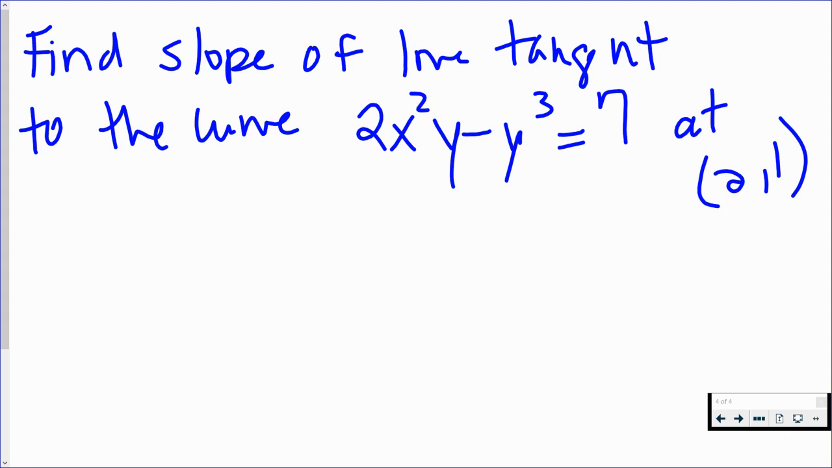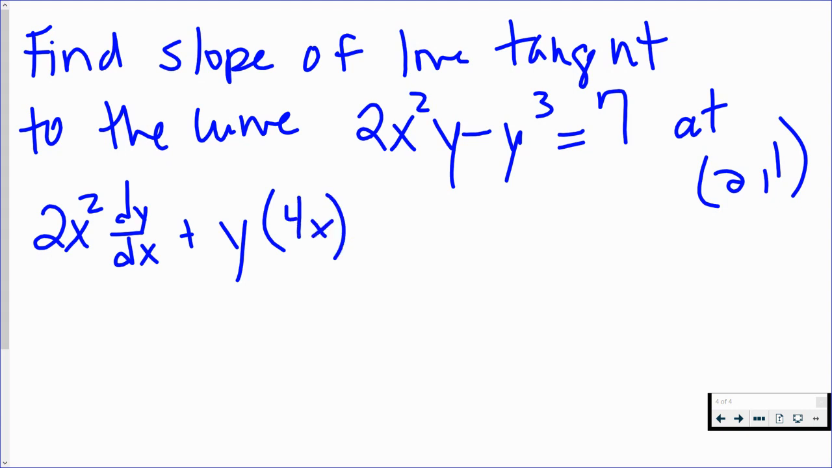Notice we've got 2x squared y, which is a product. So we have to start with the product rule, which says the first, which would be 2x squared, times the derivative of the second. The derivative of y is dy/dx, plus the second one, which is y, times the derivative of the first. The derivative of 2x squared is 4x, minus the derivative of y cubed, which is 3y squared dy/dx, equals the derivative of 7, which is 0.